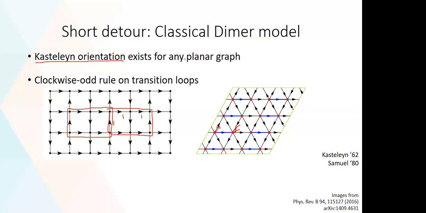Such an orientation always exists for a planar graph. A planar graph is a graph that you can put on the plane such that its edges don't cross. For more complicated graphs, it might not exist. There have been some extensions to, let's say, torus or surfaces of higher genus. I don't plan to say much more about that.